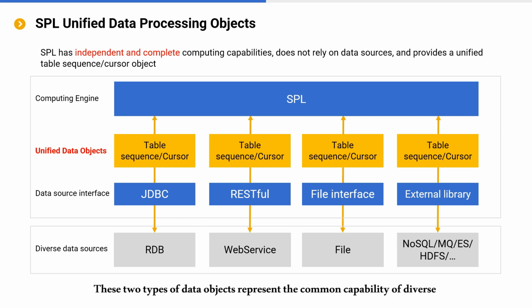These two types of data objects represent the common capability of diverse data source access interfaces. In contrast, the mapping data table method employed by logical data warehouses fails to adequately abstract the common features of diverse data sources, highlighting a significant difference from SPL. Next, let's take a look at the specific usage.